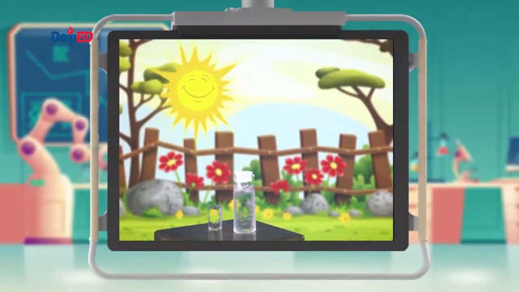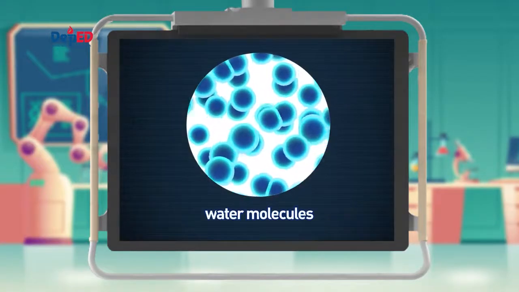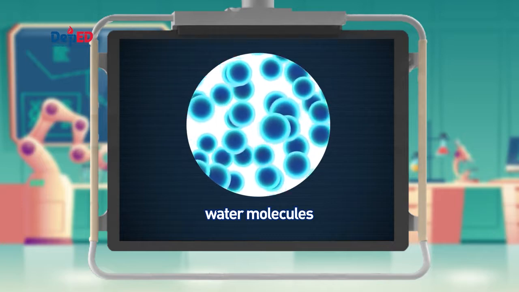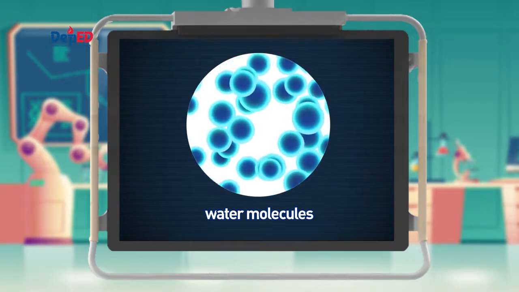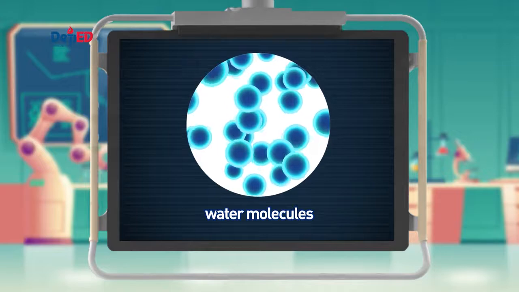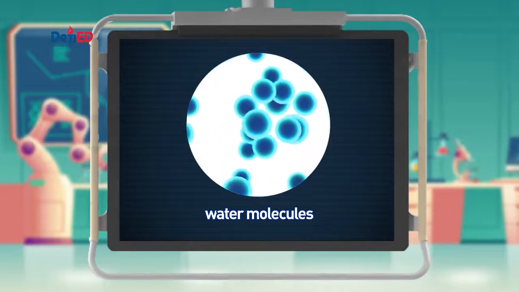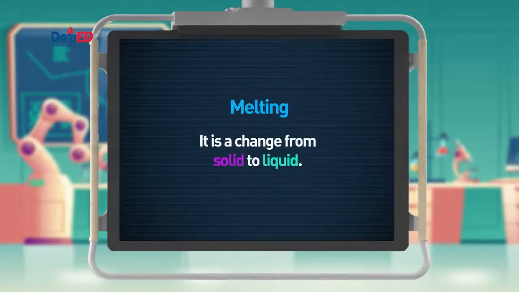As what you have noticed a while ago, I placed the ice directly under the heat of the sun. When ice receives the heat from the sun, the frozen water molecules start to move farther from one another, making them liquid again. The process by which solid becomes liquid is what we call melting. Again, melting is a change from solid to liquid.